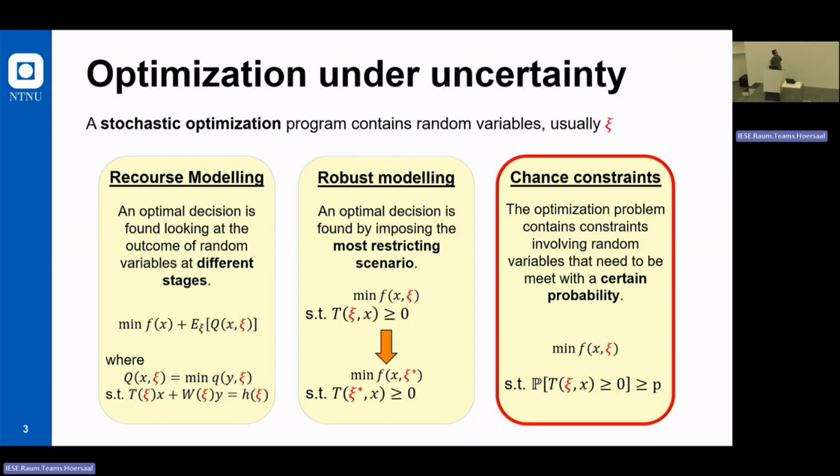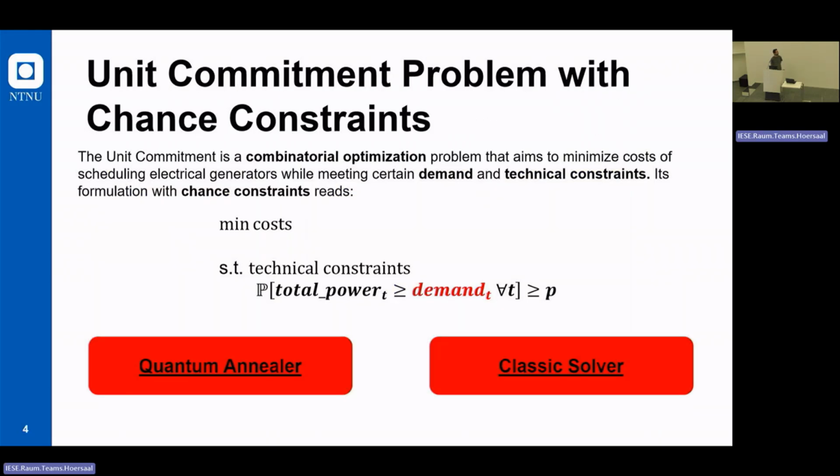Now that we know how chance constraints are defined, I can go a bit more into what the unit commitment problem is. Some of you might already know it, but essentially, it's a combinatorial optimization problem that aims to minimize the cost of scheduling several electrical generators while they meet some constraints. Some of these constraints can be, for example, meeting the demand at every time period, or also some technical constraints that the physics behind the generators impose.